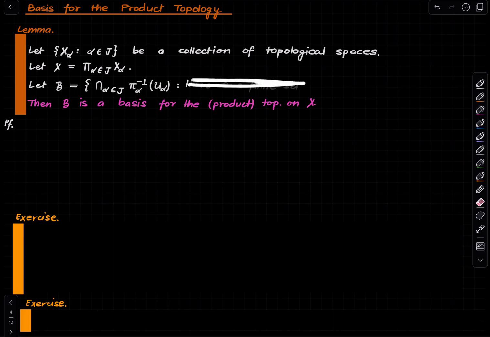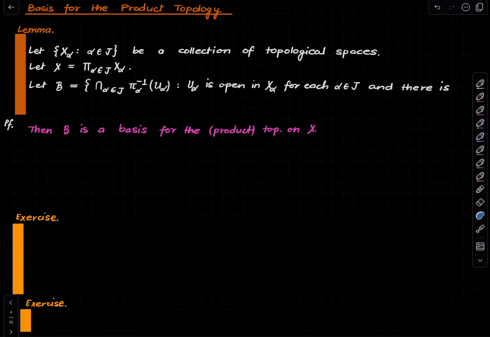Yeah, so let me write it that way. So U alpha is open in X alpha for each alpha, and very important, there is a finite set F contained in J such that U alpha equals X alpha for all alpha not in F.